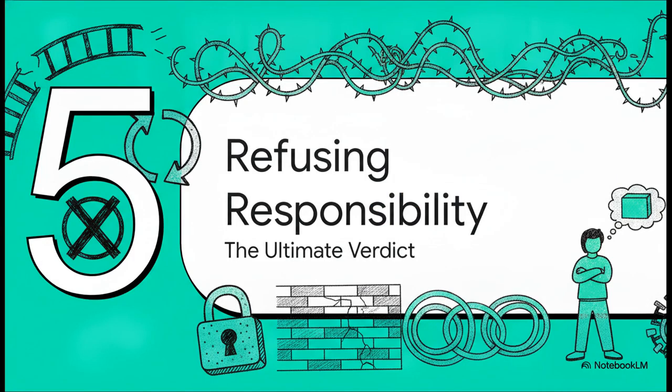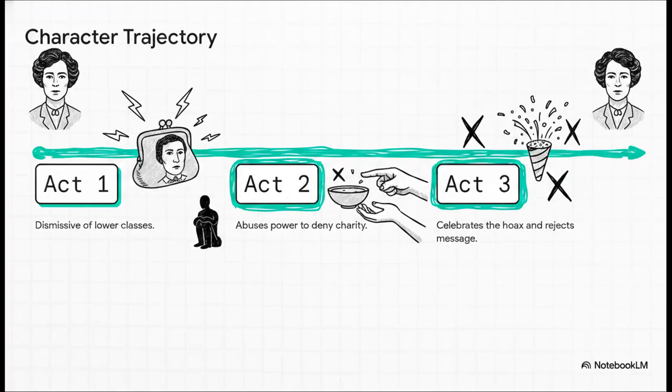And that brings us to our final point, Section 5, refusing social responsibility. If we track her character development, or honestly, her total lack of it, across the timeline of the play, we see a completely static trajectory. In Act 1, she's dismissive of the lower classes. In Act 2, we find out she actively abused her power to deny Eva charity. And by Act 3, the second she thinks the inspector might just be a hoax, she immediately celebrates and rejects his entire message of collective responsibility.